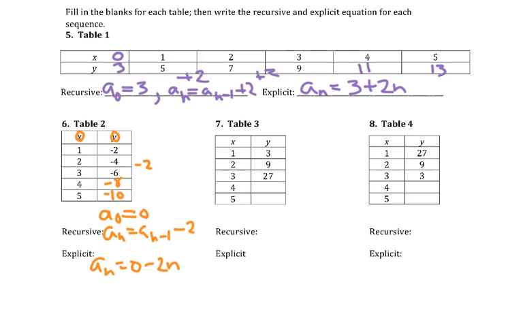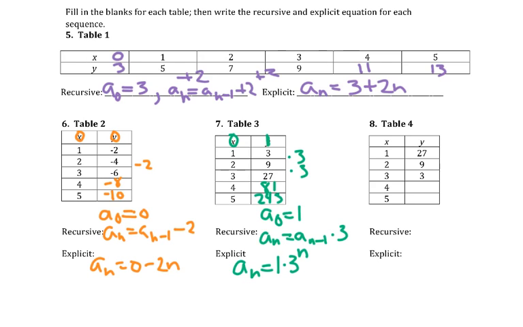Number 7, 3, 9, 27, timesing by 3 here. So this would be 81 and 243. Going backwards, we'd have 1. So a sub 0 equals 1. A sub n equals a sub n minus 1 times 3. And the explicit a sub n equals our starting number times 3 to the n, because it's repeated multiplication.